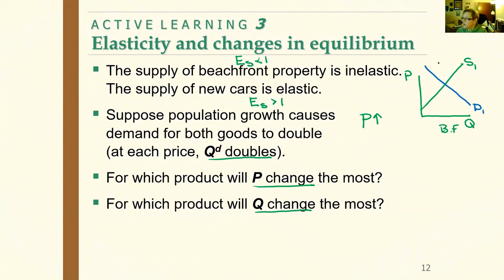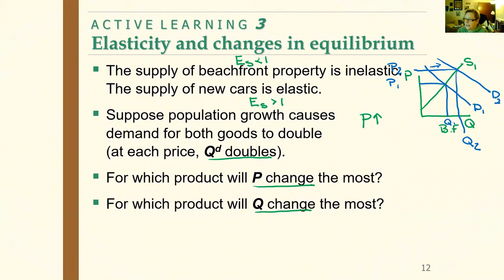Okay. So the demand for both goods doubles. So I'm going to go ahead and shift this outward to D2. Okay, so here's our original price at P1. Here's Q1. And now we have P2, and we have Q2.